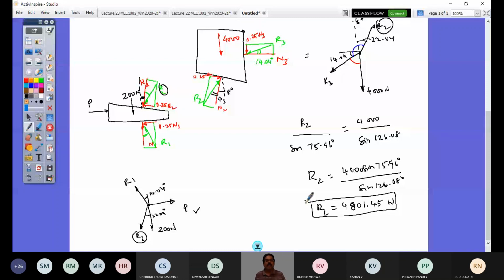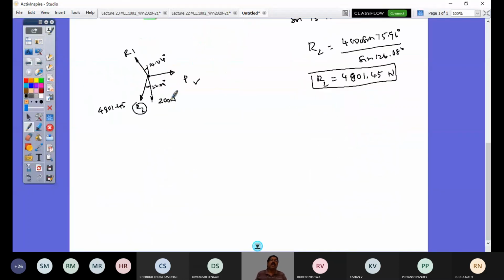Now this R2 should be substituted here. So I know here this R2 is determined as 4801.45 Newton. So now I can solve for P. Coming here again, I can't apply Lami's theorem because I have four forces, right? So I have to solve by the conditions of equilibrium. I have R1 and P, so both should be solved in this case.